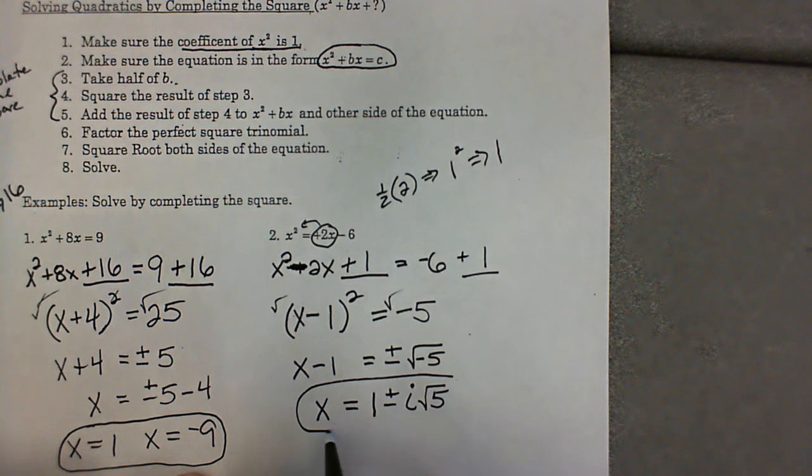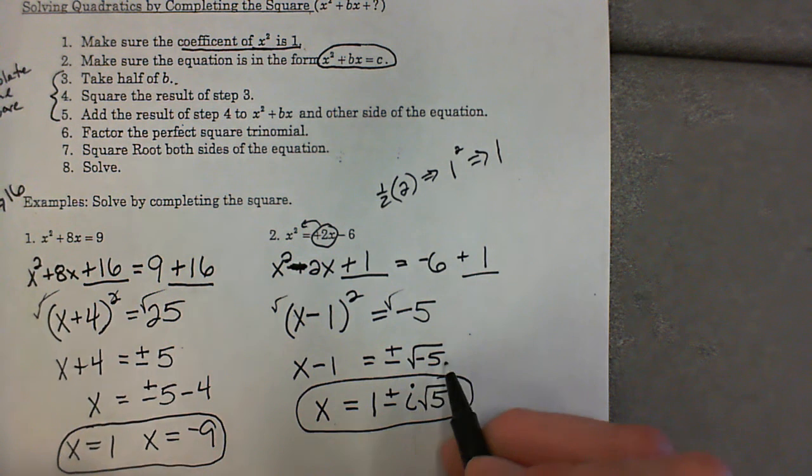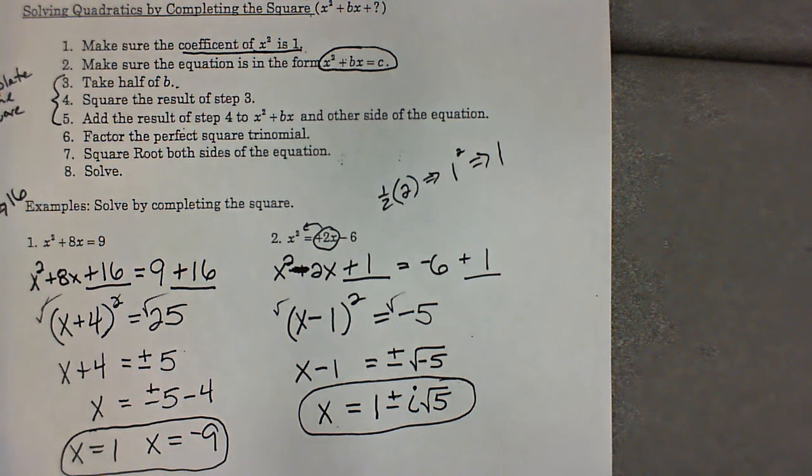And recall we did the square root of negative 5 back in section 5.6. So that's the process of solving by completing the square. And you can see that this you would not have gotten through factoring.